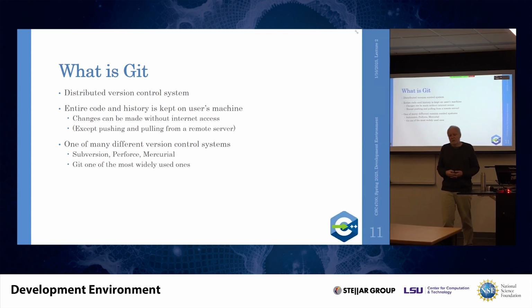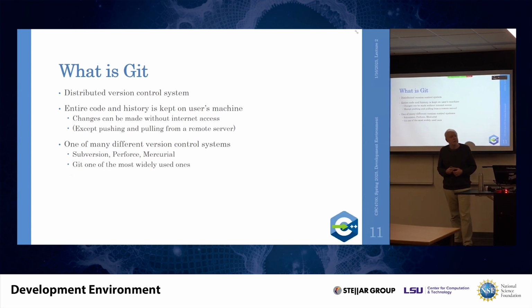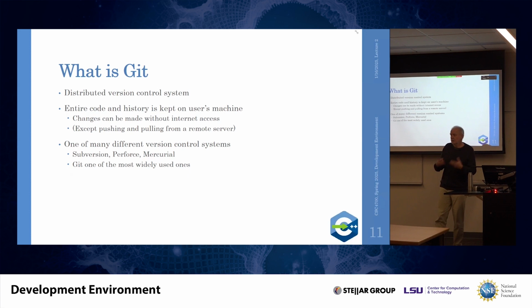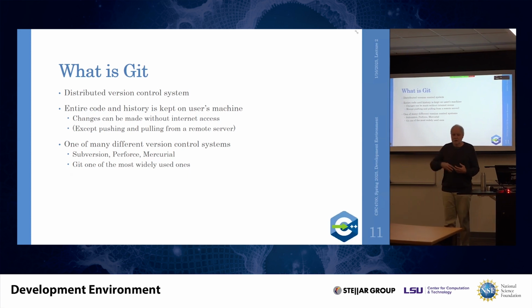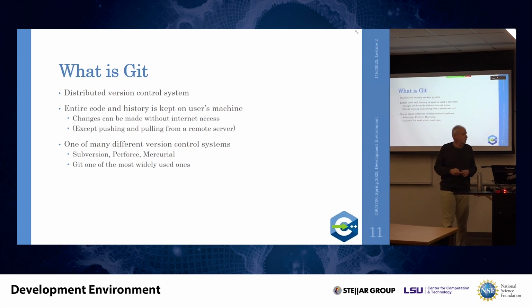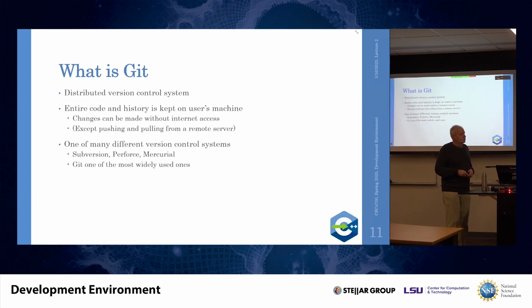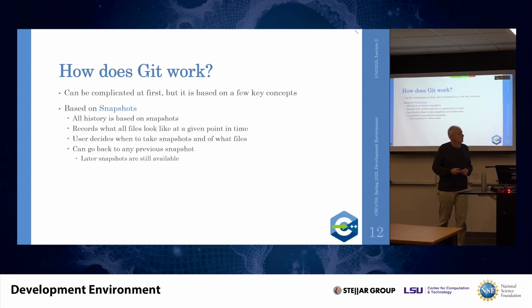Since it's a distributed environment and you have a local copy of that database on your machine, you can even work without internet access. You can commit things to your local version of the database locally without internet access. You certainly can't talk to the remote copy of the database in that case. As I said, Git is one of the most widely used version control systems today.